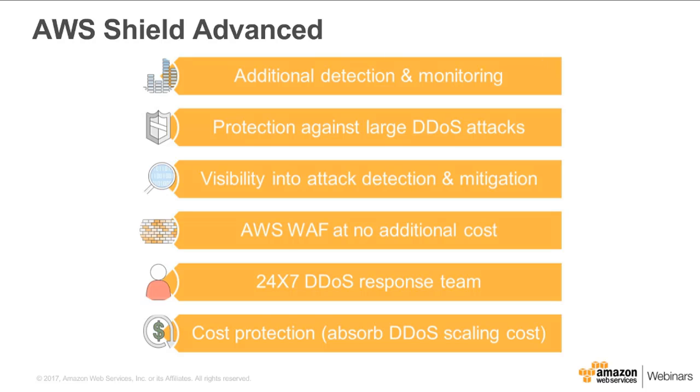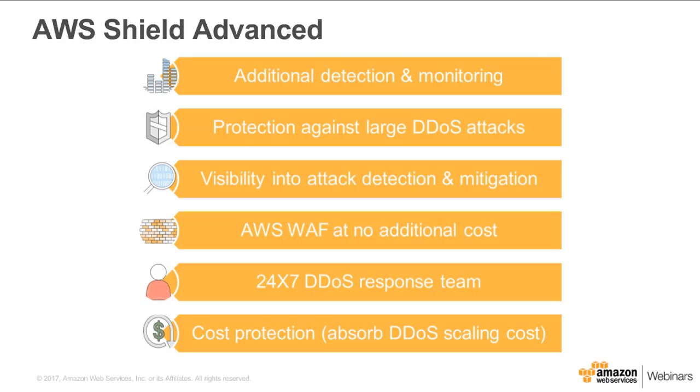You'll also receive protection against larger DDoS attacks. This means that with AWS Shield Advanced, when you're targeted by a very large flood, you can take advantage of the full surface area of the AWS global infrastructure to mitigate that attack using many different edge locations in many different regions that we offer.